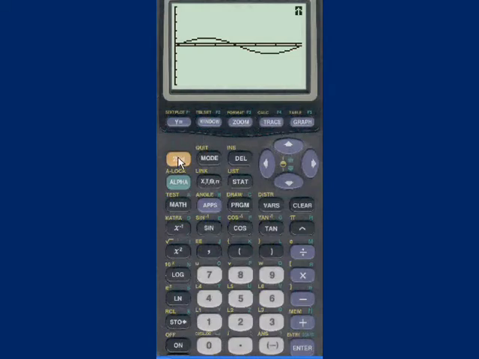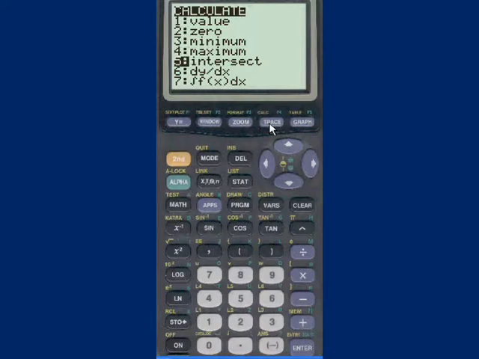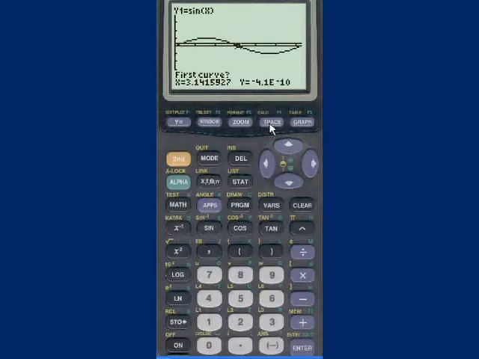So let me see, how do you do that? I think it's calc, and intersect. And can we see our first curve? Here we'll back up a little bit so we can see it better. So that'll be our first curve there. Our second curve will be there. Let's go ahead and guess at the first value, which will be down there somewhere. Okay, and that gives us 0.41155, and they wanted it to 2 decimal places, so that's going to give us 0.41 as one of our values.